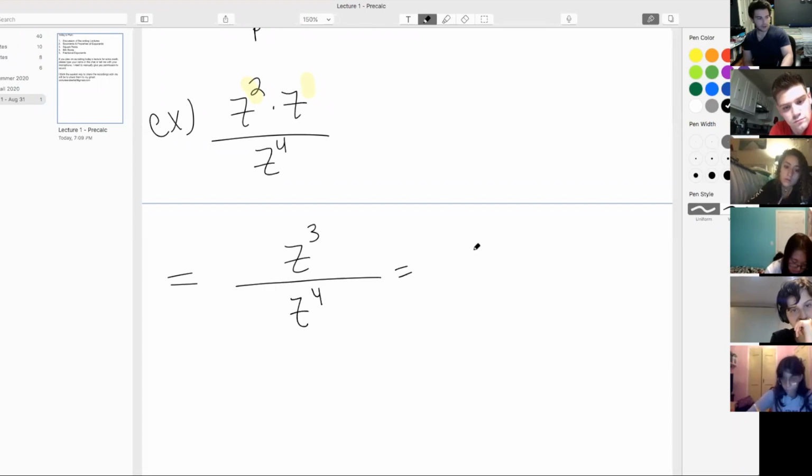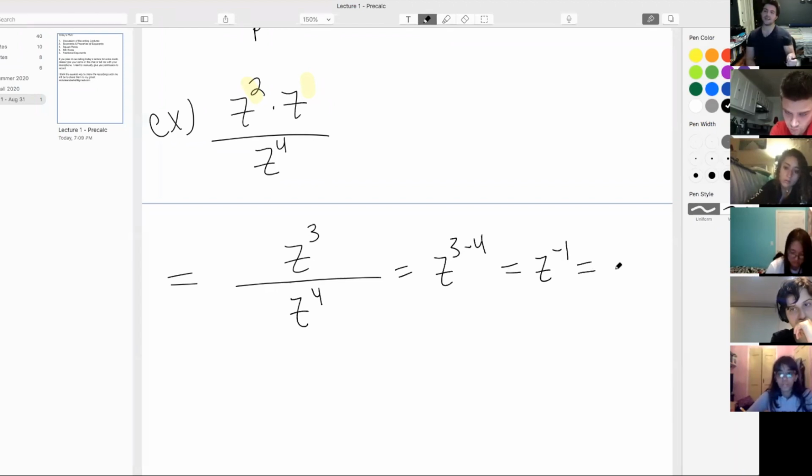Excellent. Now, use your quotient rule. This is z to the 3 minus 4. 3 minus 4 is negative 1. And now we use the rule of negative exponents. Bring it into the denominator, that's 1 over z. All right? So hope that's okay.